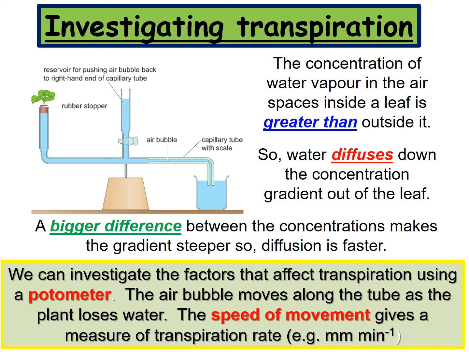We can investigate the factors that affect transpiration using a potometer. The air bubble moves along the tube as the plant loses water. The speed of movement gives a measure of transpiration rate.